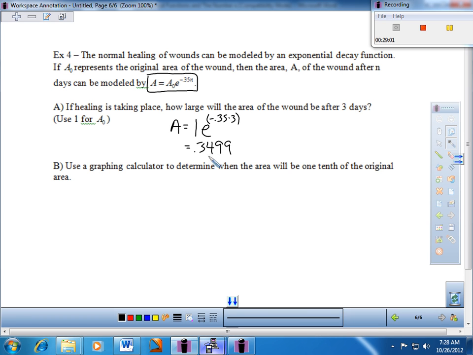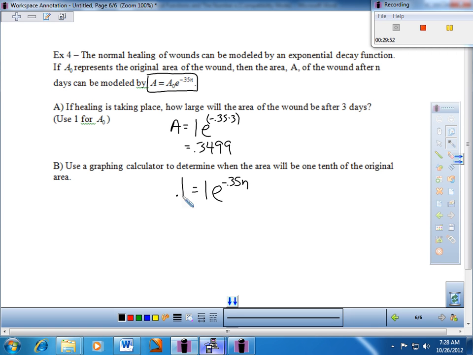And then the last one here, it says use a graphing calculator to determine when the area will be 1/10 of the original area. So in this case, everybody, I'm giving you the output, and you're going to come up with the input. So this would be this piece right here. If we start with 1, well, 1/10 would be 0.1, of course. That would be the equation that I would solve.